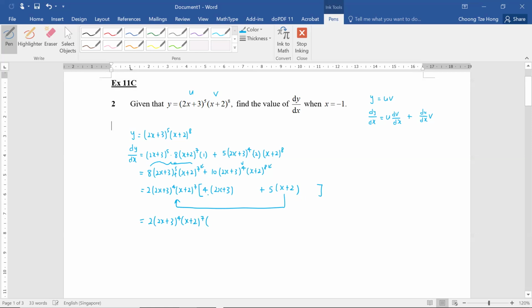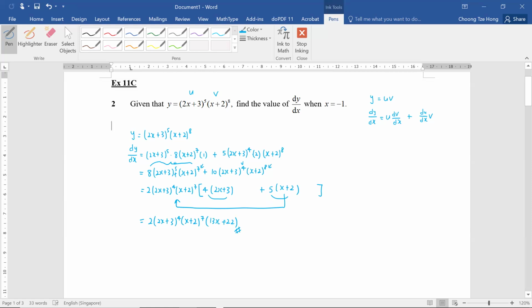Over here you have 4 times 2x, you get 8x. 8x plus 5x will be 13x. 4 times 3 will get 12, then plus 5 times 2, so 12 plus 10 you will get 22. So this is the expression for dy/dx.